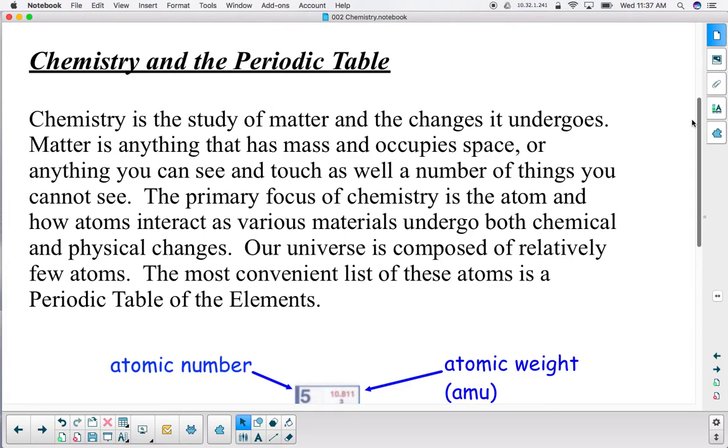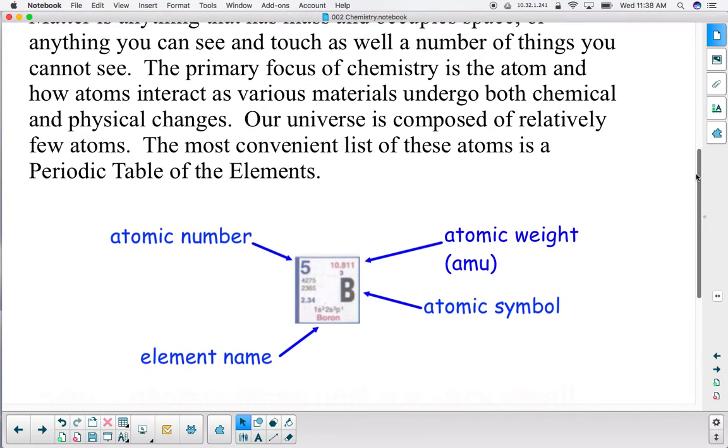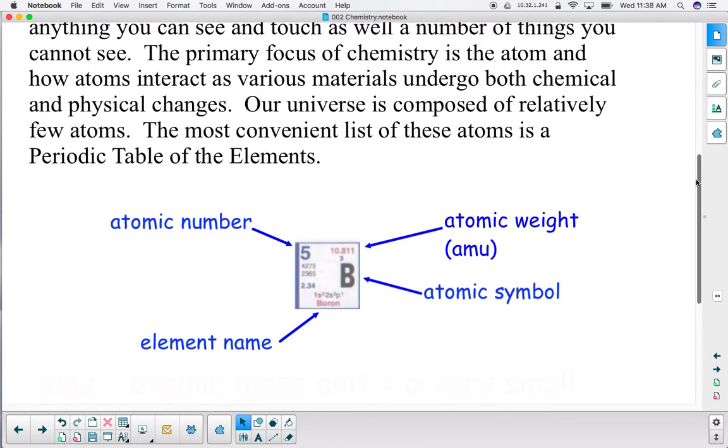The primary focus of chemistry is to describe how the various atoms interact with one another to undergo chemical and physical changes. Our universe is composed of relatively few of these atoms, and the most convenient list of these is a periodic table. You were given a periodic table in class that is a colored copy and has boxes that look very much like this. The boxes contain a lot of information, but at this point in time, you need to be able to identify very few things. You need to be able to identify the atomic number, which is the large number in blue in the upper left of each box.